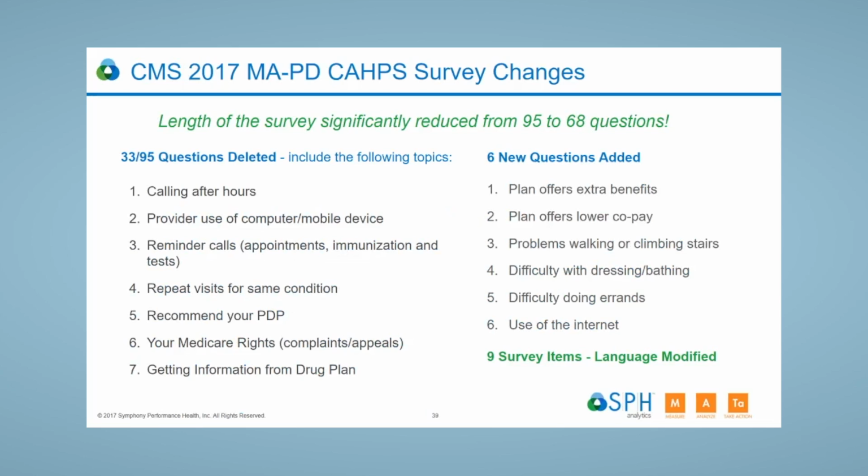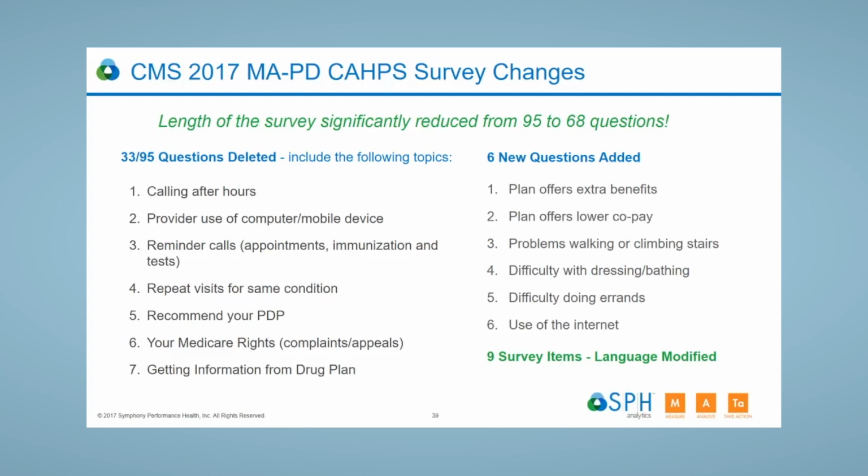All right, so as you know, there were some big changes to the MAPD CAHPS survey for this year. One of the biggest changes was really a reduction in the overall length of the survey. So the longest version, the MAPD version, went from 95 to 68 questions. The revisions that CMS did really were to shorten it and to reflect the changes to the version 5.0 of the commercial and Medicaid CAHPS health plan survey.